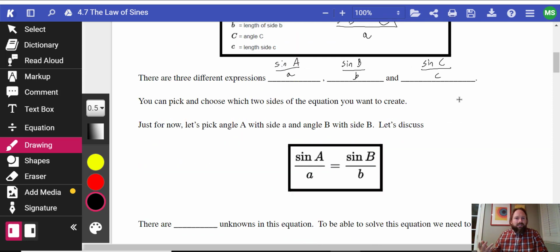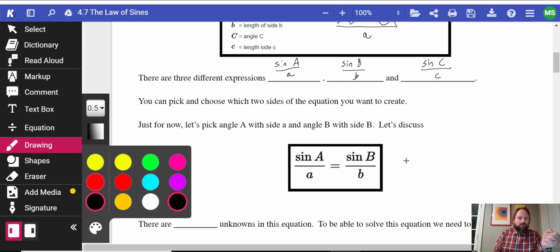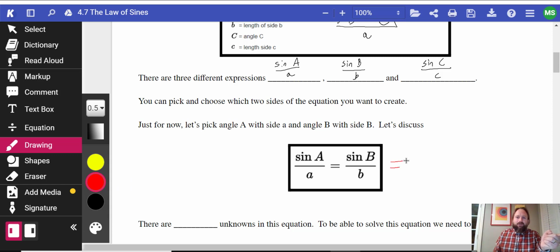So for now, let's just pick angle A with side A, angle B with side B, and let's discuss. Of course, we understand that this is still equal to the sine of angle C over the side C. Yes, it is, but we don't need to use it right now. We're just going to deal with A's and B's. No C, just A, B. So cross this out, we don't need it.